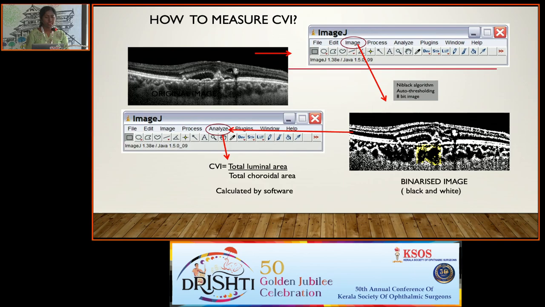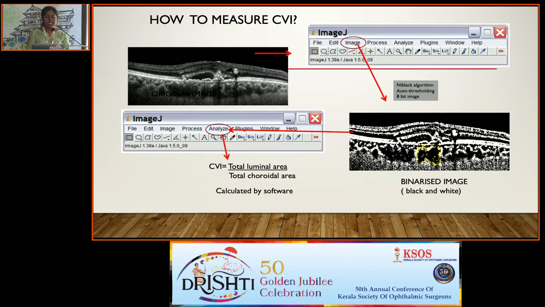For measuring choroidal vascularity index, we have used a software known as ImageJ software. First, OCT image is exported into ImageJ software. Then we have analyzed using the ImageJ software. We have used an algorithm known as Niblack algorithm. Using the Niblack algorithm, we obtained an 8-bit image. Then this obtained 8-bit image is binarized.